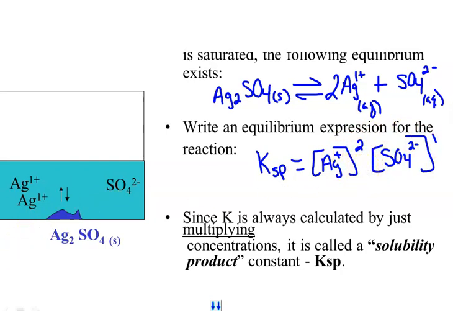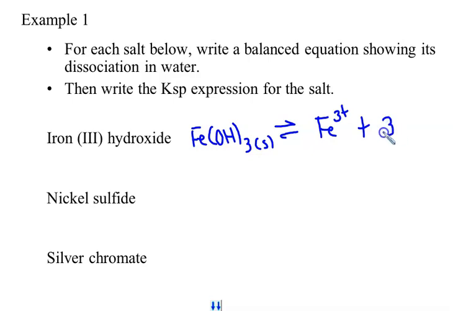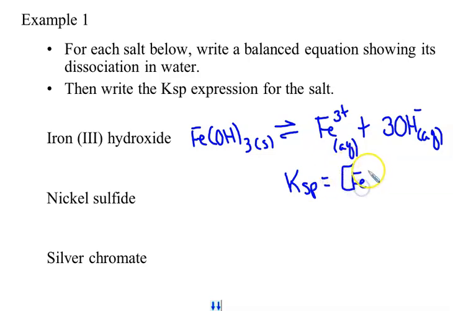So let's look at just some practice. For each of the salts, write a balanced equation showing its dissociation in water, and then write the KSP expression. So we have iron 3 hydroxide. That's a solid. It's going to break down into iron ions with a positive 3 charge, because that's what the Roman numeral means, and then 3 hydroxide ions. These are both aqueous. And if we write the expression, KSP equals the iron times the hydroxide raised to the third power.